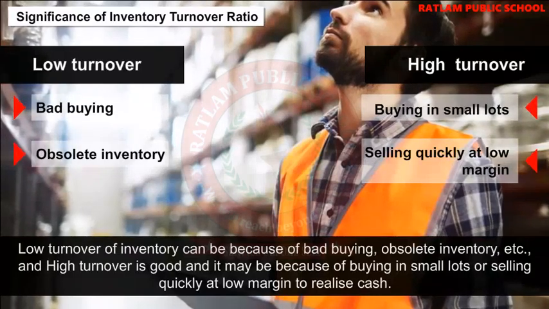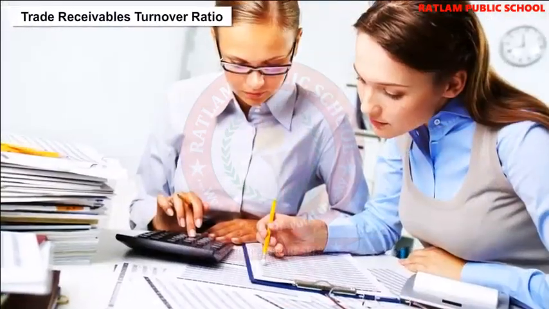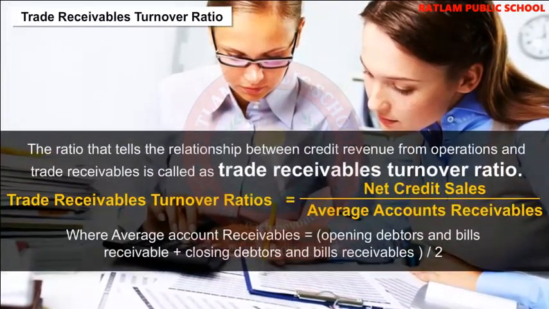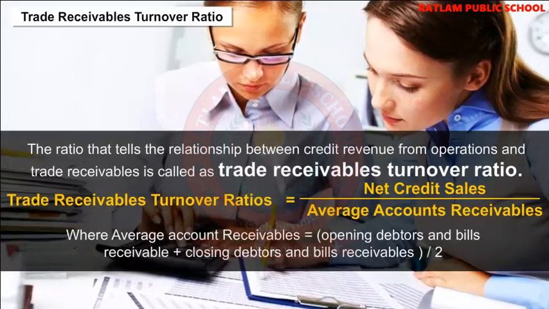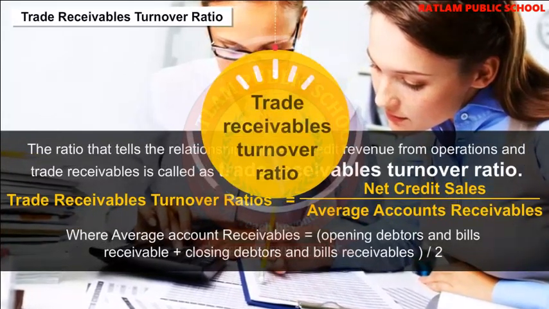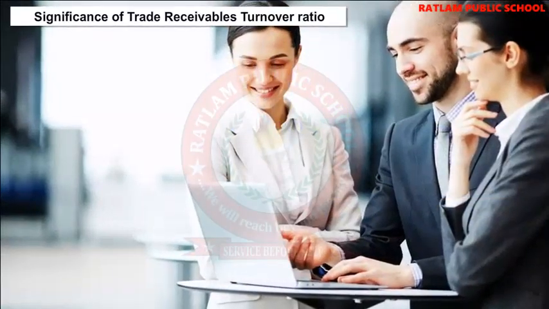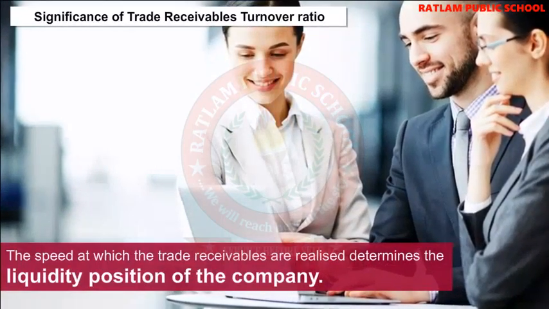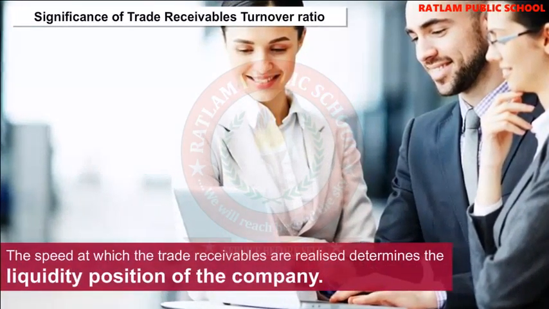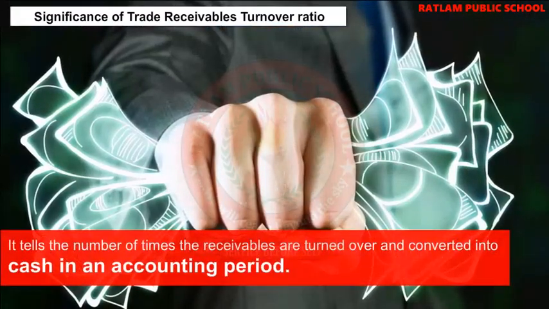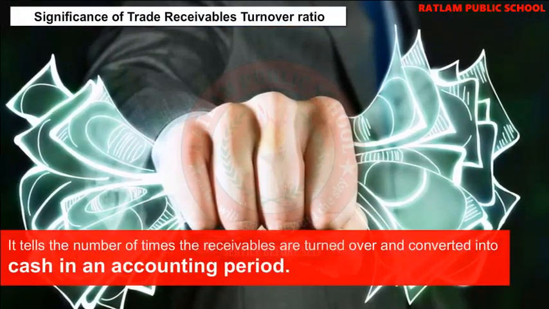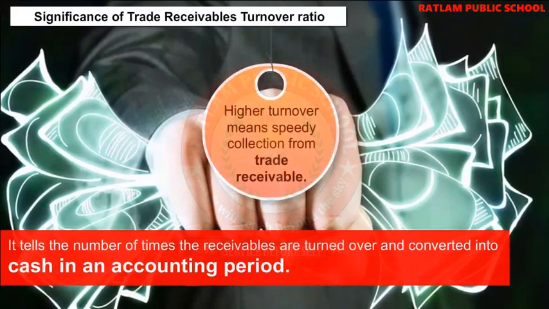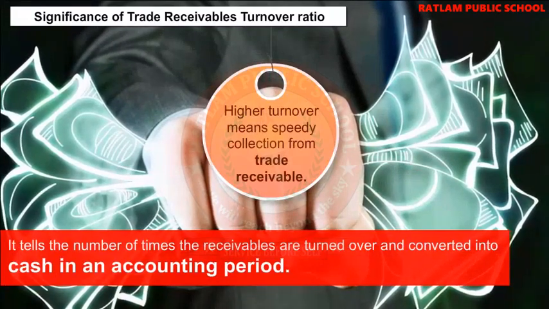Trade receivables turnover ratio. The ratio that tells the relationship between credit revenue from operations and trade receivables is called the trade receivables turnover ratio. Significance of trade receivables turnover ratio. The speed at which the trade receivables are realized determines the liquidity position of the company. It tells the number of times the receivables are turned over and converted into cash in an accounting period. Higher turnover means speedy collection from trade receivables.